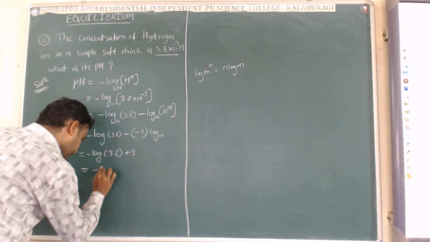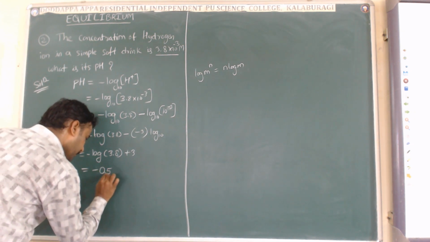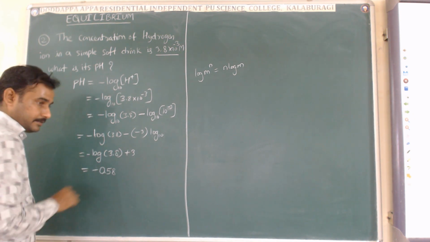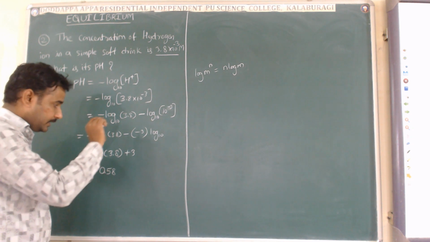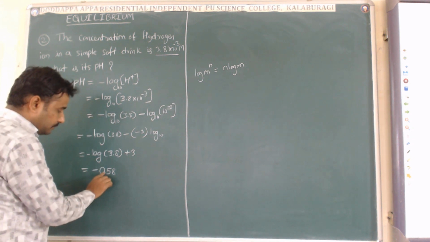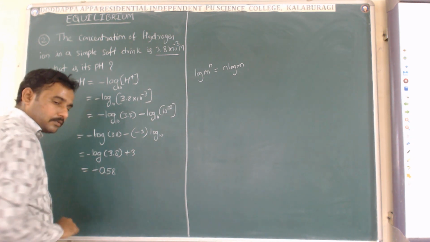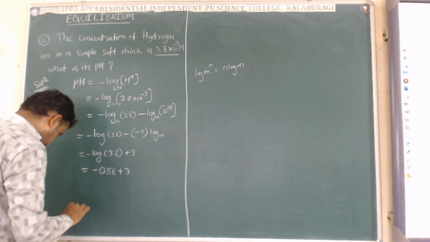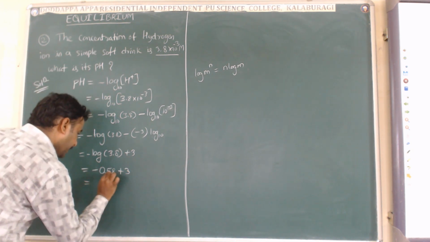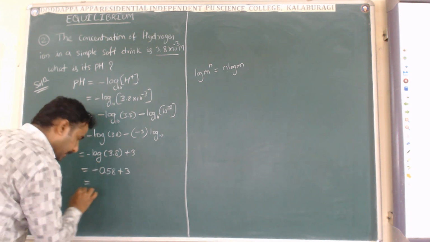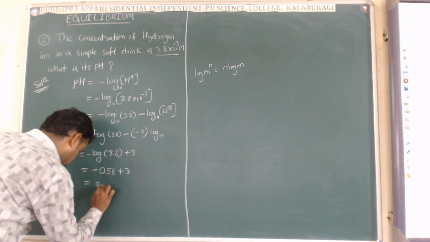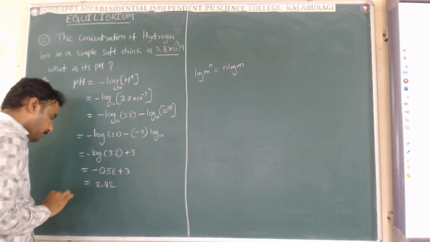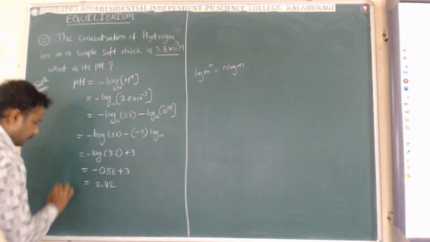0.58 minus 0.58. In the 38 number is there, no? And that one you have to find out, what value are we getting? 0.58 plus 3 is there here. When you are doing this, minus 0.58 plus 3, what is the value we are getting? That is the 2.42. So this is the pH.